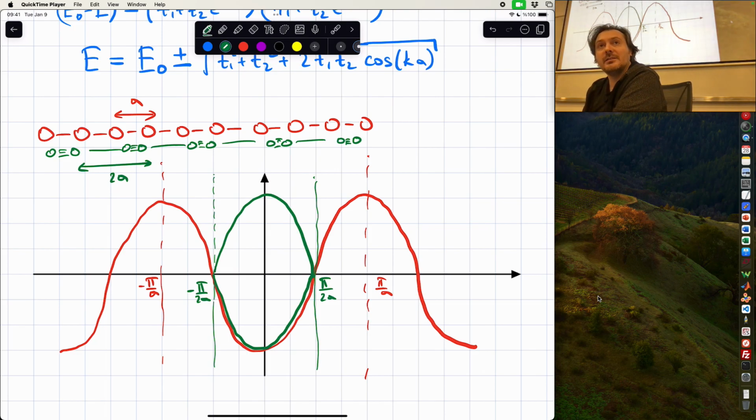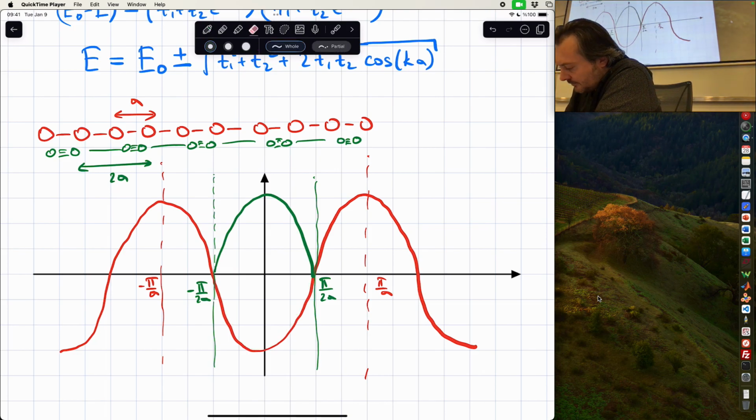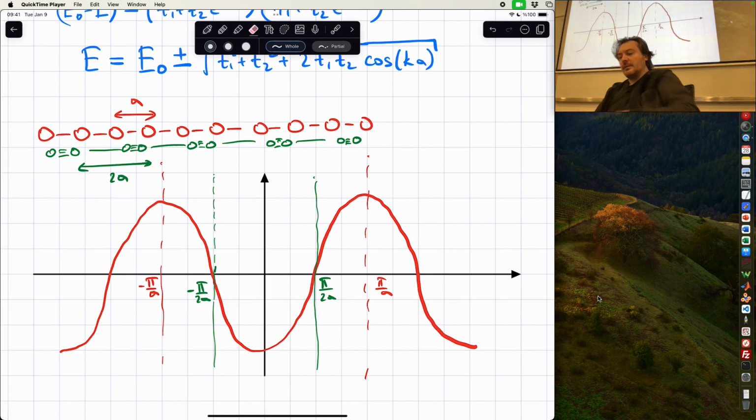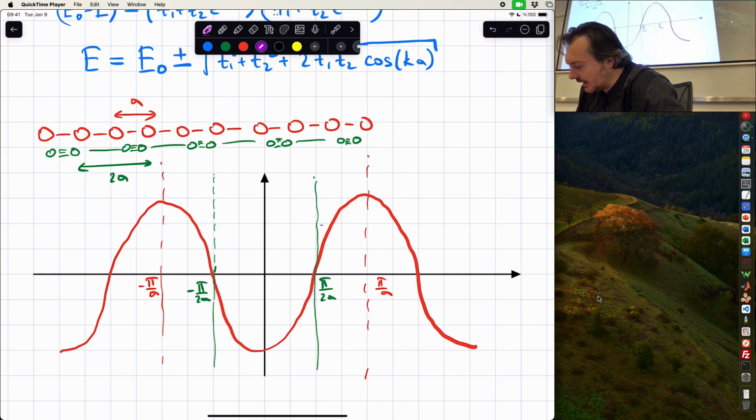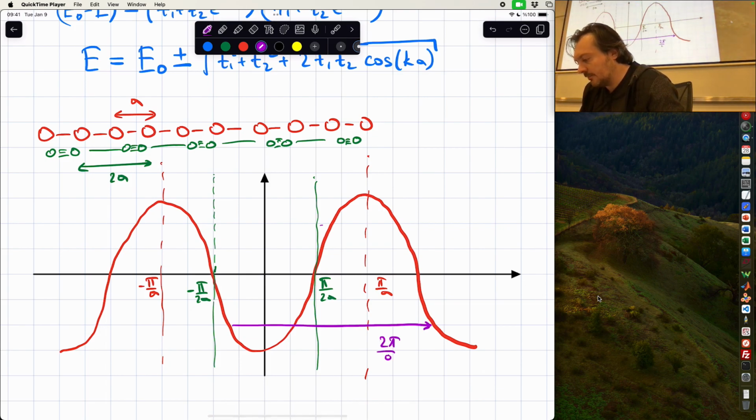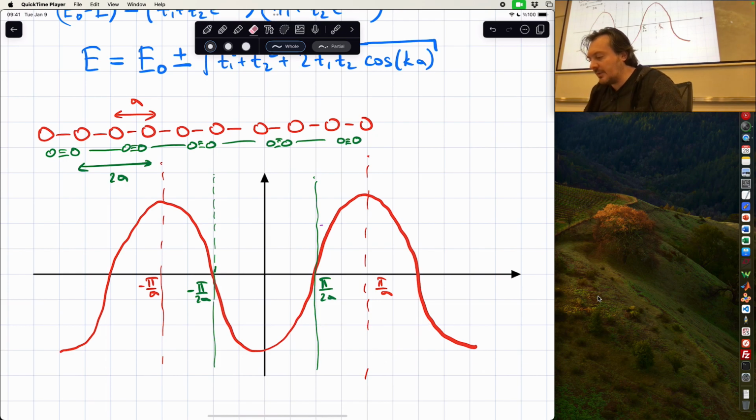Let me tell you why. If you remember, the other one was repeating every 2 pi over a, right? So if you go from here to here, it was 2 pi over a. Now 2 pi over a has become pi over a, okay? So it needs to repeat every pi over a, yes?